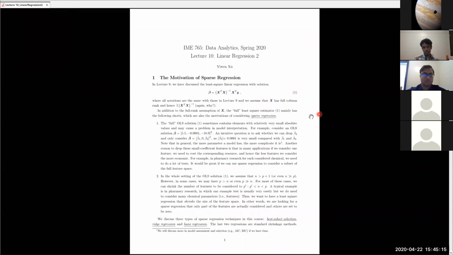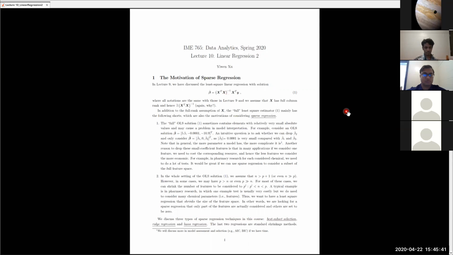From lecture 9, we've seen that the least square regression solution is this way. And we know a problem, for example, is because this is an inverse of a big matrix, it may not be that convenient. Luckily we can use Cholesky decomposition or the QR decomposition to resolve this part, which means relieve this problem.